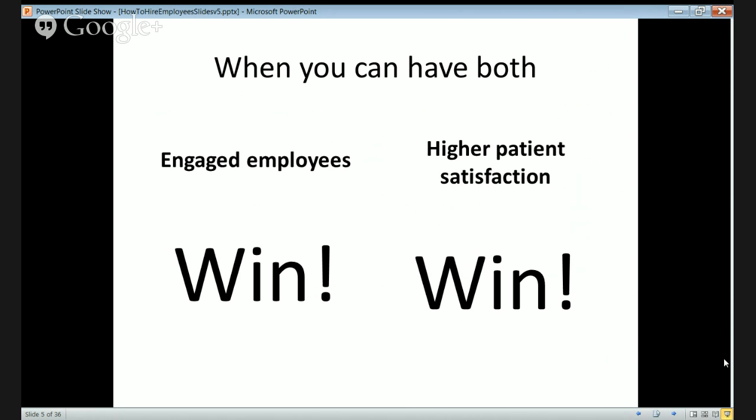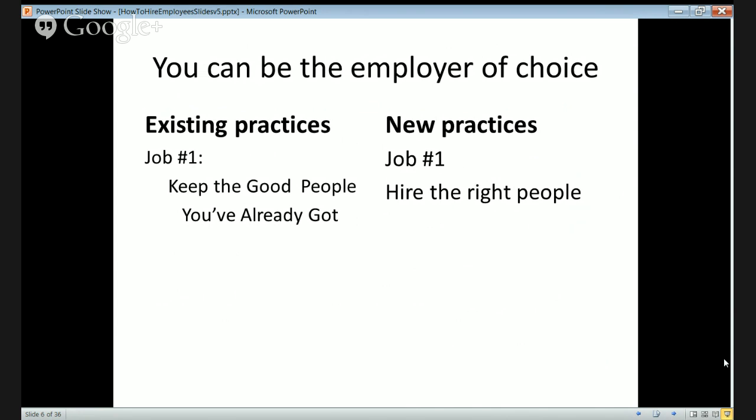So I'm encouraging you to take time to make sure that you've got a good process to hire employees. We want to make sure that you have good employees in an existing practice. So if you've already got good employees in your organization, your number one job is to keep the good people that you've already got. If you're starting a new practice, your number one job is going to be hiring the right people. Make sure that you've left yourself enough time and resources to be able to locate those right people.